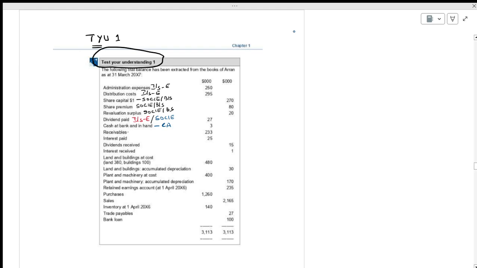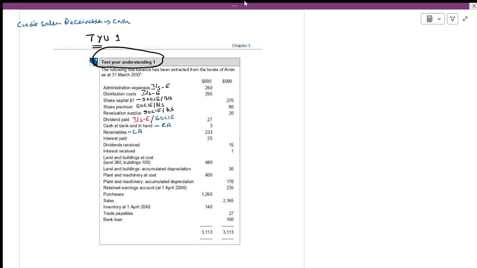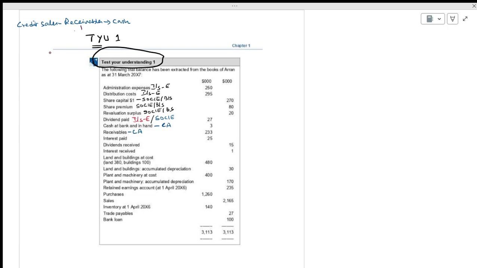Receivables. It should be in current asset. It is always a current asset. Receivables come from where? You will have credit sales. Credit sales will give you receivables. Receivables will give you cash. This is also a current asset, always. Once you say current asset, it will never change.